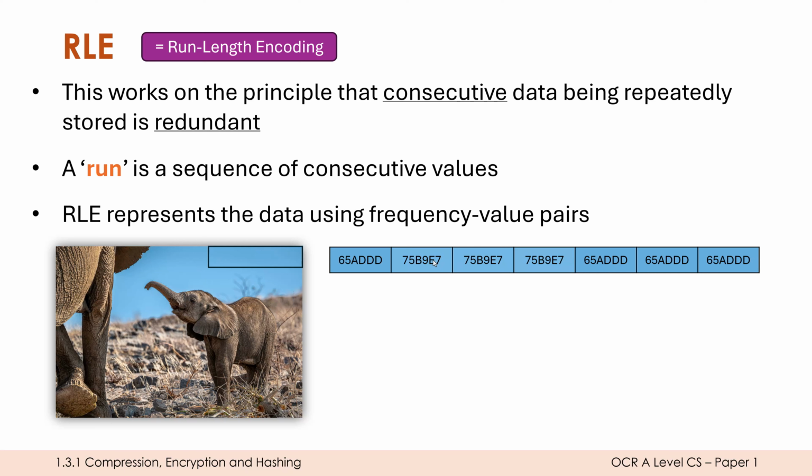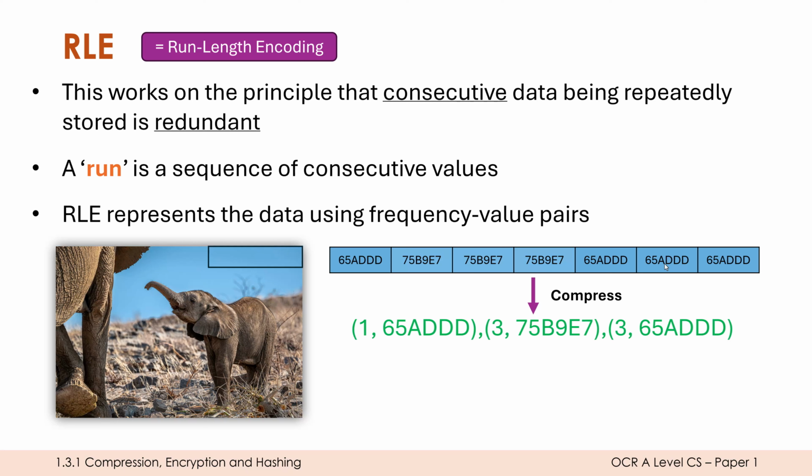So these are runs. This first pixel on its own isn't a run, but I've got a run of 3 here and a run of another 3 here. These are consecutive values in my file. And the principle is storing these separately is just a waste, because what I can do is I can compress it into RLE and instead replace these repeated values with frequency value pairs. So this is one way we could represent it.